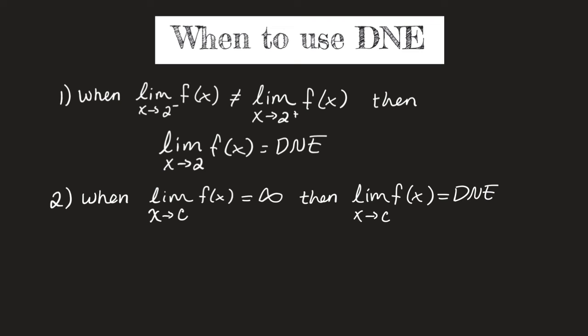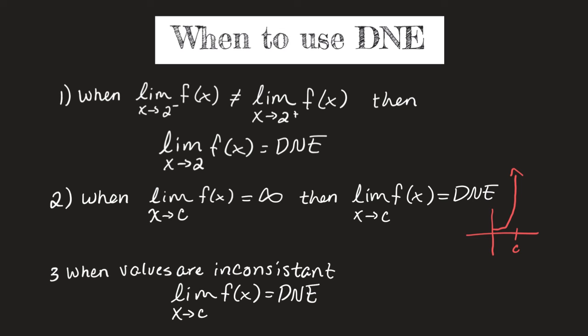Another way that this happens is, let's say your limit goes to infinity. So as we approach a number, we go to infinity. Then we can also say that that limit does not exist. An example of that in graph form would be a vertical asymptote. So let's say you've got a graph. Here's the value c, and as I approach c, I go up to infinity. This would be a vertical asymptote, and you can either say infinity or does not exist.